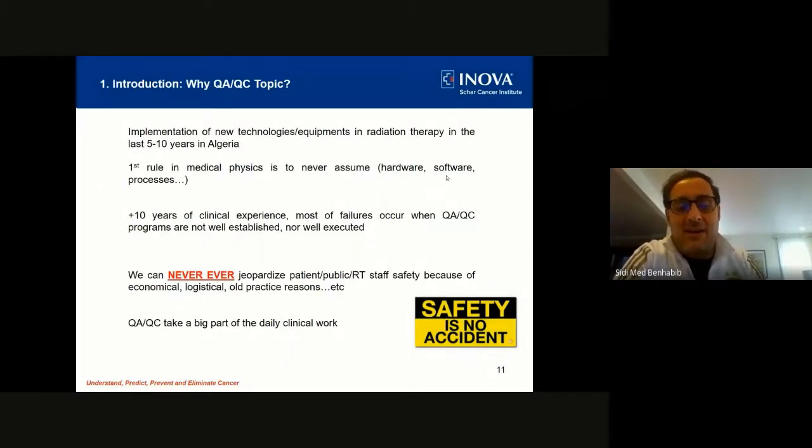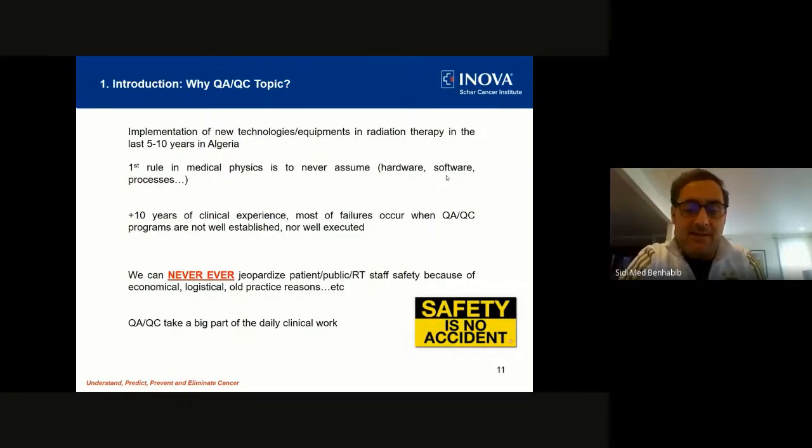So that's why I thought this is a very, very critical topic, even though it's basics, but very, very useful for the medical physics community. And the last point is, here, we can never ever jeopardize patient, public, or radiation staff safety because of economical or logistical reasons, or based on old practice. The reason I'm saying this is because when I did my search about the QA, who does the QA, and at what time the QA is done, I had some answers that in some practices, some hospitals, they do the QA in the middle of the day.